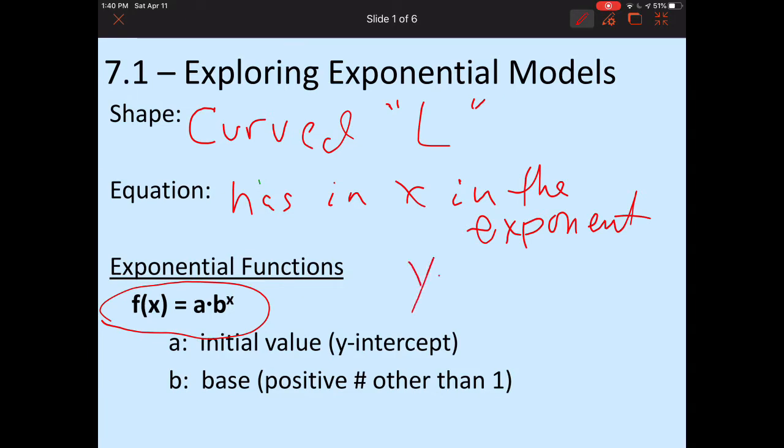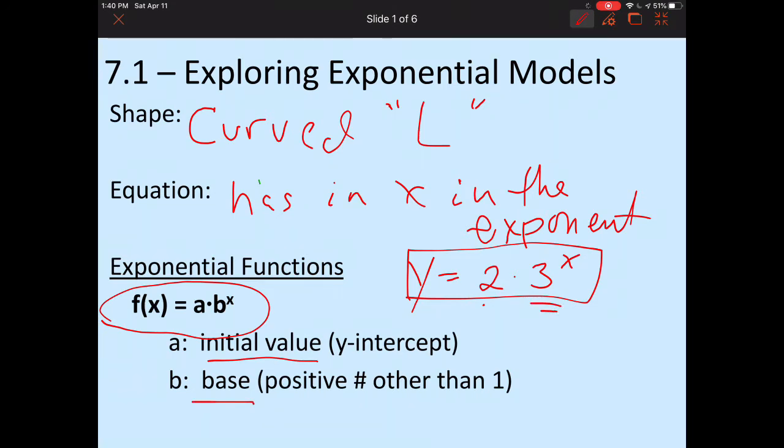Here is the standard function, or the standard equation, a times b to the x. So for example, y equals 2 times 3 to the x. This is an example of this equation. The a that you see here is the initial value, so that would be 2 in this example. And the base, which is what has the x on it, okay?